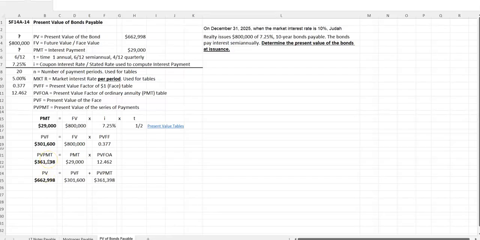So this is the present value of the face. This is present value of the payment. When we add them together, it gives us the present value of the bond.